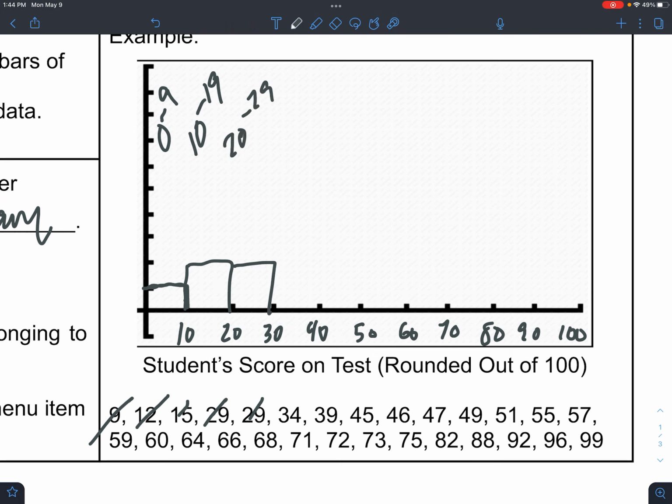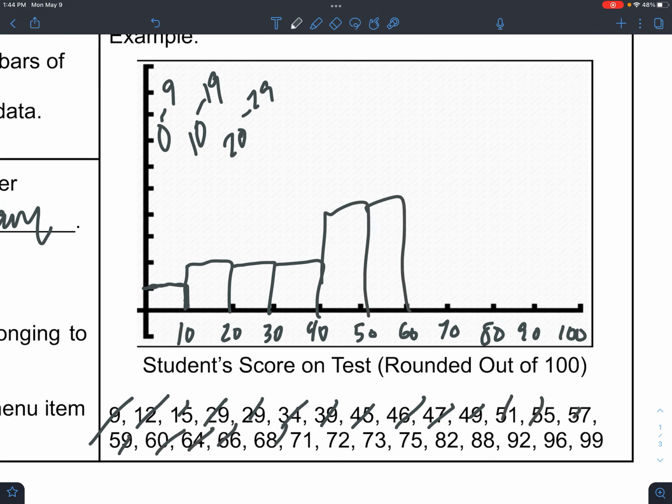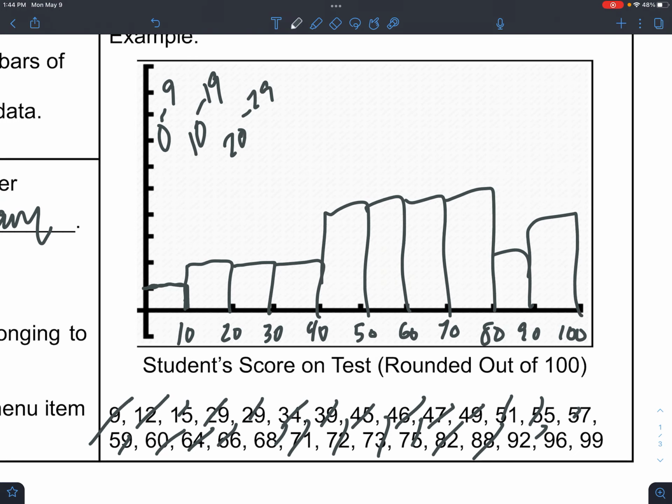Okay? So notice how I don't have any overlap. Like if this was a 10, that could be an error, because where would you put 10? In the first one or the second one? So we typically like to make sure we're not double counting anything. Okay, so you'll see this more as we continue. So there are 2 in the 30s, 4 in the 40s, 4 in the 50s, 4 in the 60s, and 4 in the 70s, and then 2 and then 3. That's a histogram.